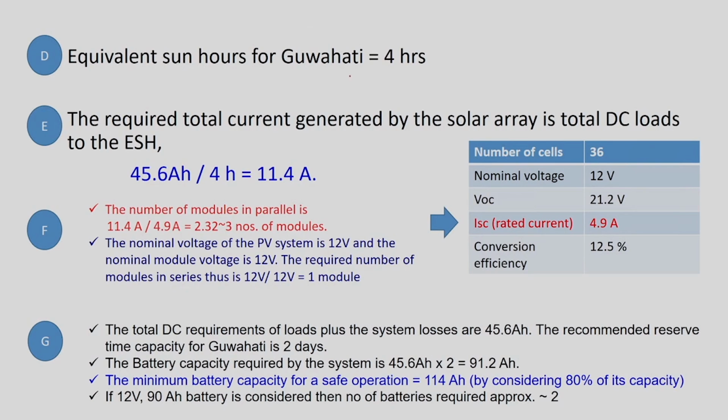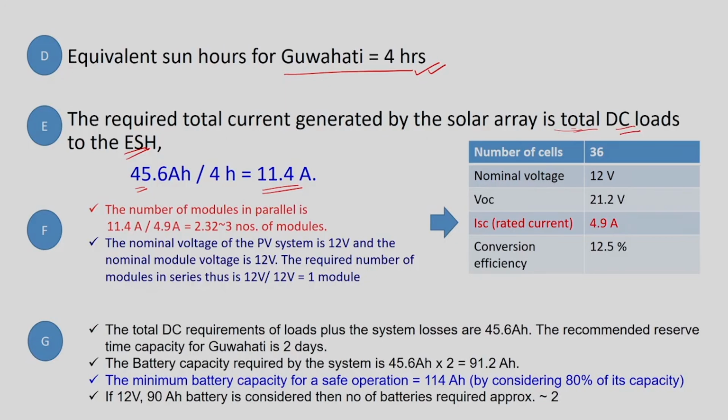Equivalent sun hours, if we consider a place like Guwahati, may be 4 hours. The required total current generated by the solar array is the total DC load divided by the equivalent sun hours. Equivalent sun hours is 4 and the total DC load is 45.6, so what we get is 11.4 ampere.